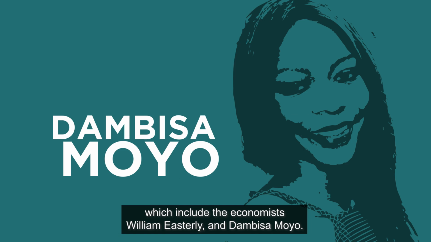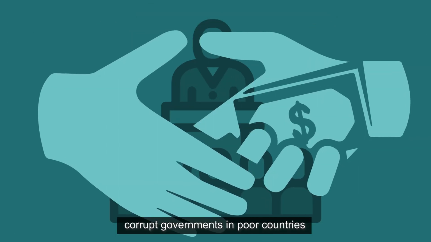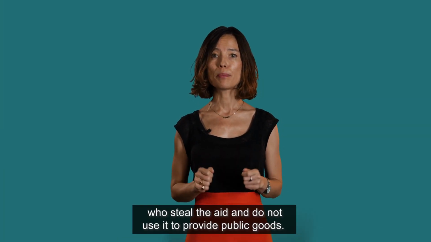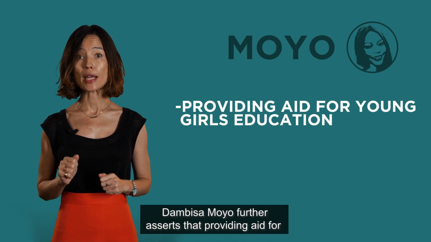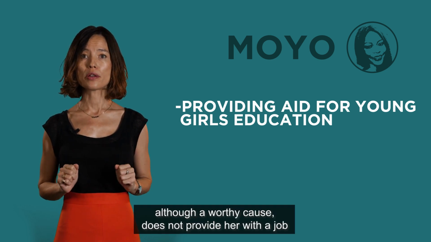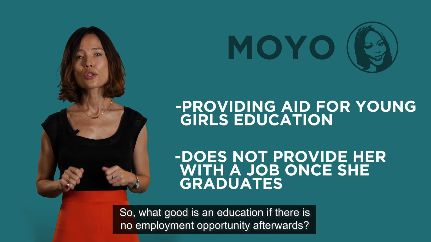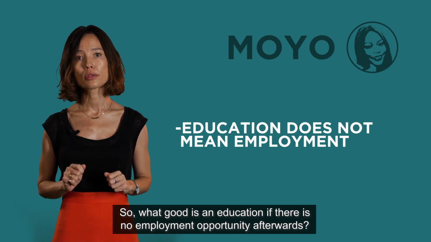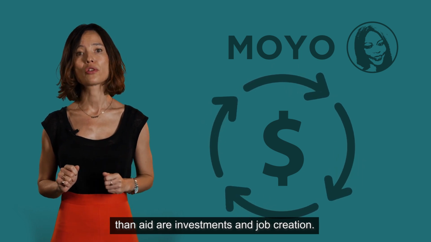The second camp consists of critics of foreign aid, which include the economists William Easterly and Dambisa Moyo. They argue that foreign aid only serves to prop up corrupt governments in poor countries who steal the aid and do not use it to provide public goods. Dambisa Moyo further asserts that providing aid for a young girl's education in a poor country, although a worthy cause, does not provide her with a job once she graduates from high school. So what good is an education if there is no employment opportunity afterwards? According to Moyo, what is more effective than aid are investments and job creation.